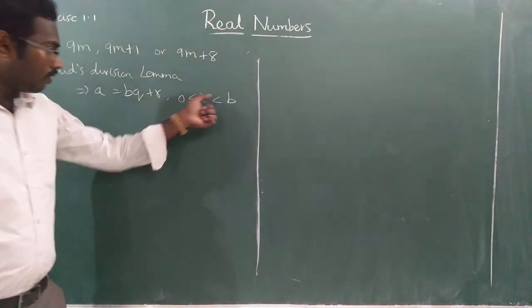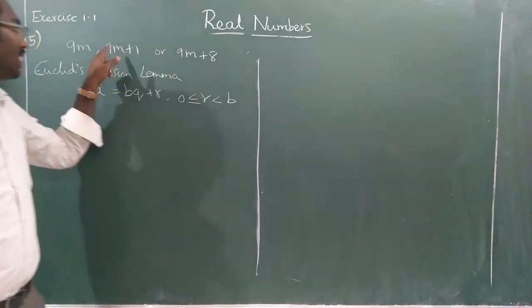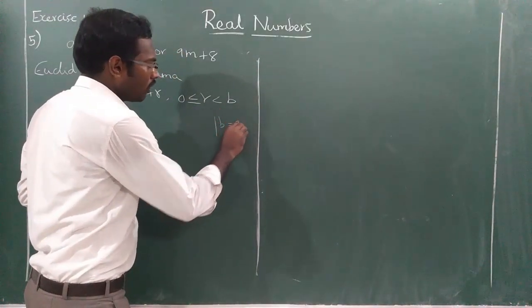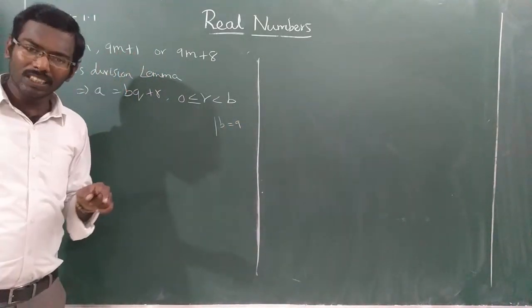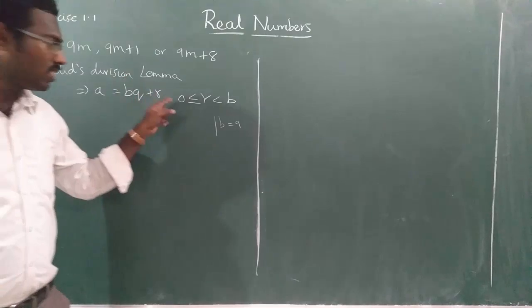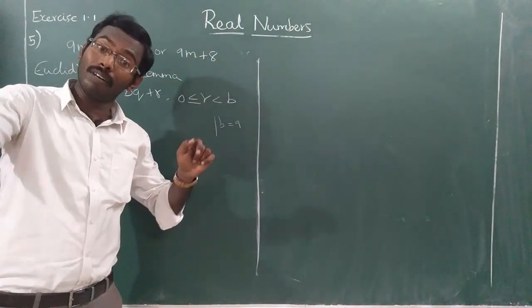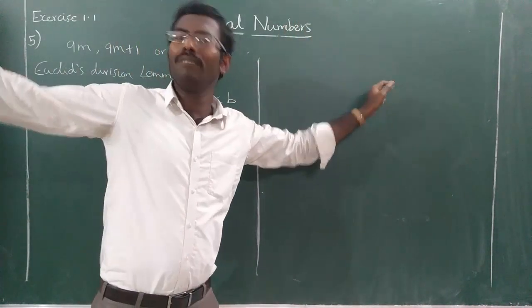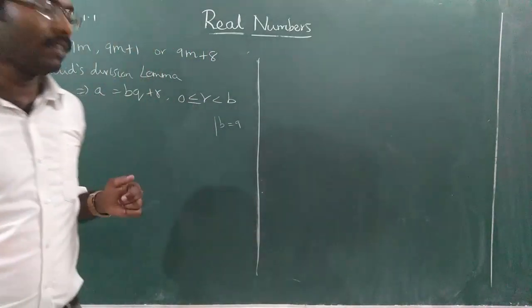Normally, we will take the b value as what is given in the question. In the question it is given 9m. So normally we will take b is equal to 9. But in this sum, if you take b is equal to 9, then r value will be 0, 1, 2, 3, 4, 5, 6, 7 up to 8. 9 won't come, but up to 8 it will come. So when you do the sum it will become very big. For a 3-mark question, you can't waste that much time.